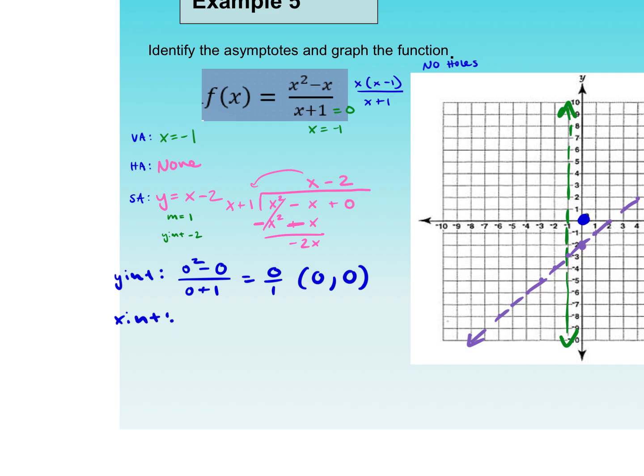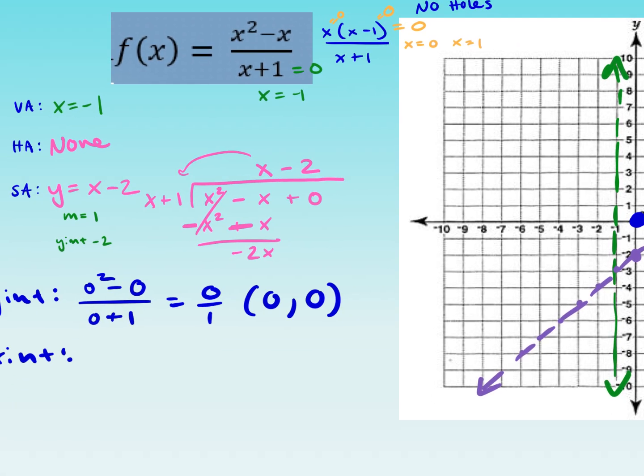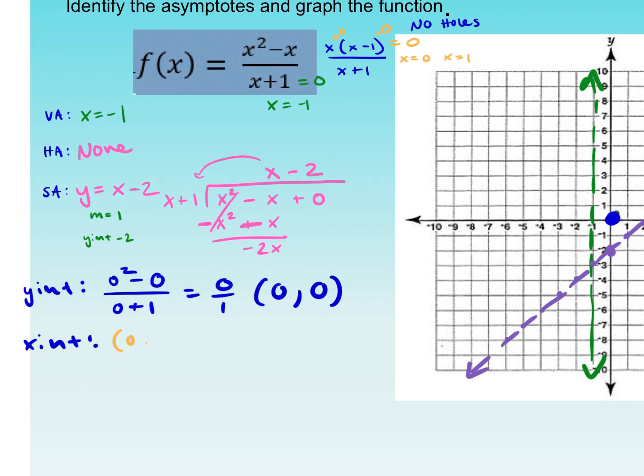How do we find our x-intercept? Set the numerator equal to 0. So I'm going to set the already factored one equal to 0. So we've got x equals 0 and x equals 1, because I just set both of my factors equal to 0. So one x-intercept would be (0, 0). The other one would be (1, 0).